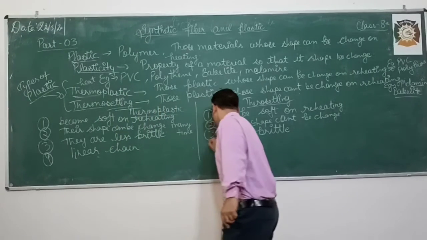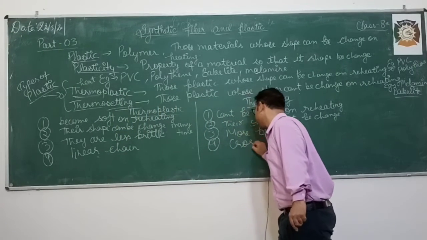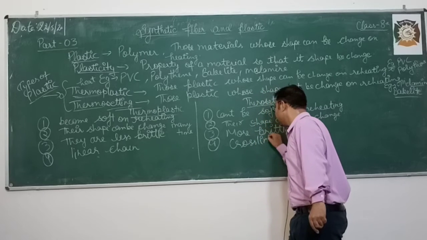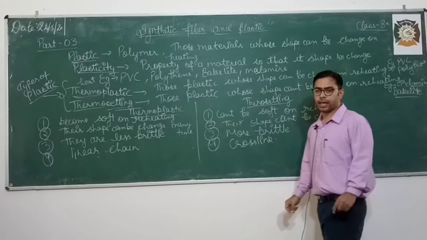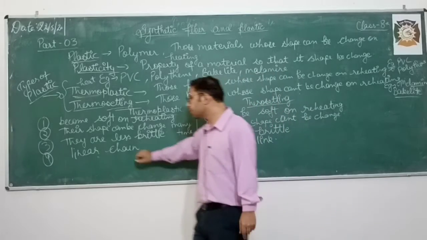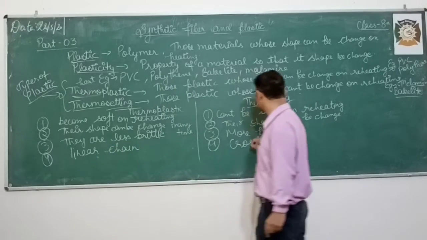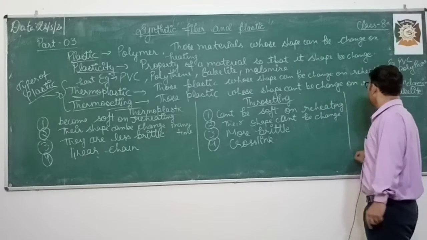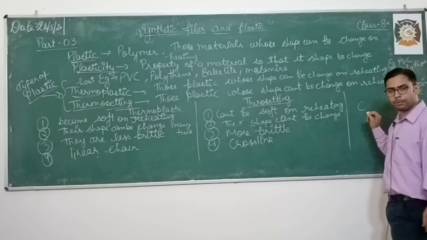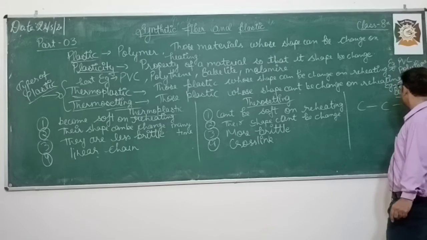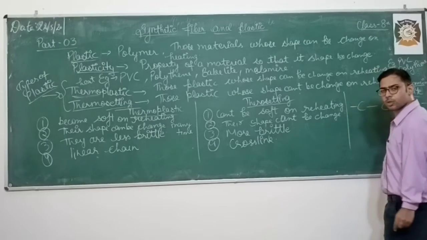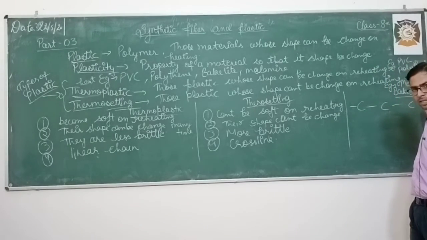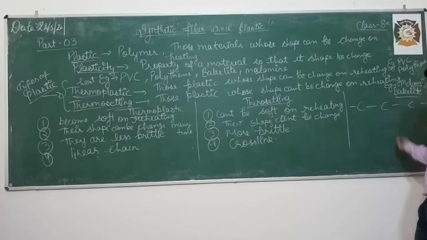and they have cross link. If you remember my first lecture, in that I told you what is linear chain polymer and what is cross-linked polymer. Okay, students. So see it here again. Now, if the polymers are arranged in a simple chain, like in this way, this type of chain is known as linear chain. So in this way on heating, you can change the shape again and again.